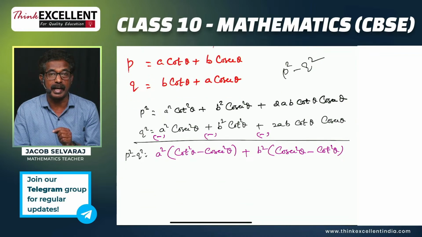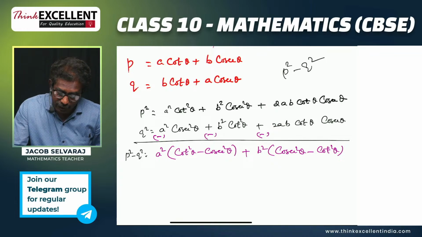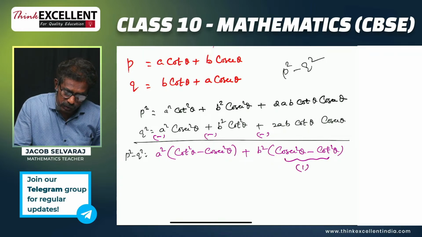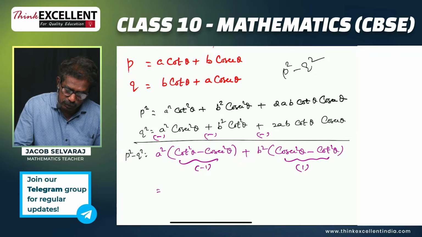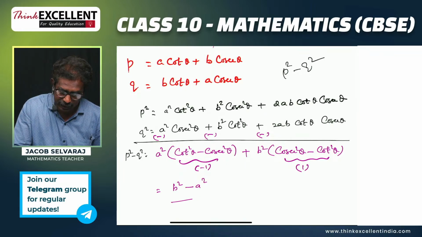Now you apply the identity correctly. Cosecant square theta minus cot square theta is 1, right? Cosecant square minus cot square is 1. Cot square minus cosecant square is then reversed, right? So minus 1. So your answer is B square into 1. It is B square. And here A square into minus 1 is minus A square. So the correct answer is B square minus A square.